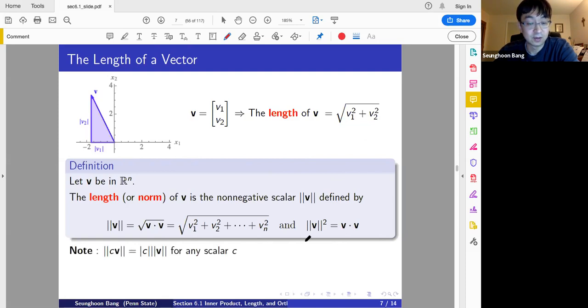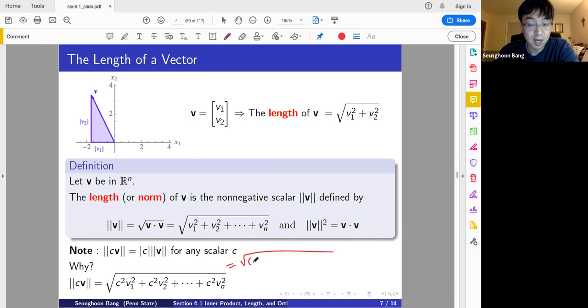So what about the norm of cv? In this case, you take out c, but you need to take the absolute value sign. Why? I can show you. The norm of cv is the square root of c squared v1 squared plus c squared v2 squared, which is the same as the square root of c squared times v1 squared plus v2 squared till vn squared. So you can take out c squared.